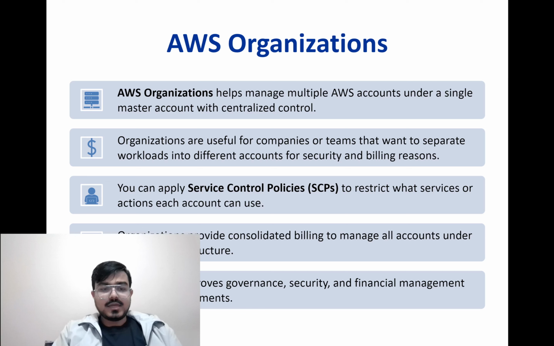Then let's talk about AWS Organizations, which helps manage multiple AWS accounts. Many businesses separate workloads into different accounts for security or billing reasons. AWS Organizations lets you manage all of them from one place. So you can apply service control policies, or SCPs, which allow or block certain AWS actions inside child accounts. This helps companies enforce strict rules easily.